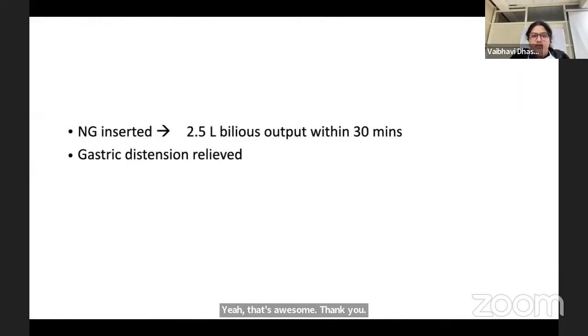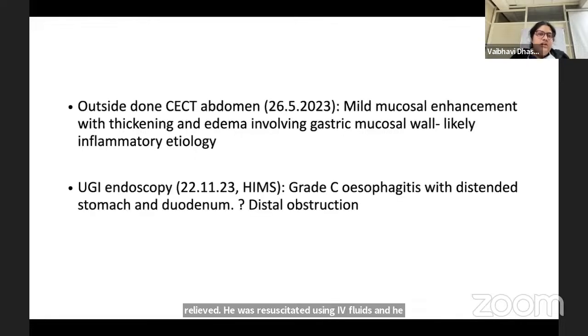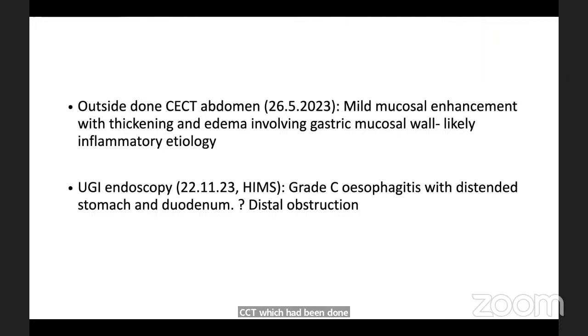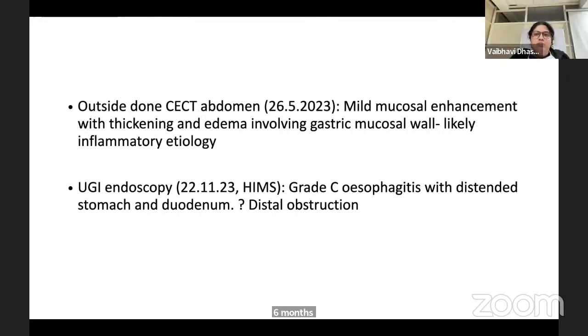The patient was admitted and a Ryle's tube was inserted, and there was 2.5 liters of bilious output within the first 30 minutes. The gastric distension and feeling of bloating was relieved. He was resuscitated using IV fluids and put on analgesics. The patient was evaluated using a CT. At the time of presentation, he had a CT which had been done 6 months prior elsewhere, and it showed a mild mucosal enhancement and thickening and edema involving the gastric mucosal wall, likely inflammatory.